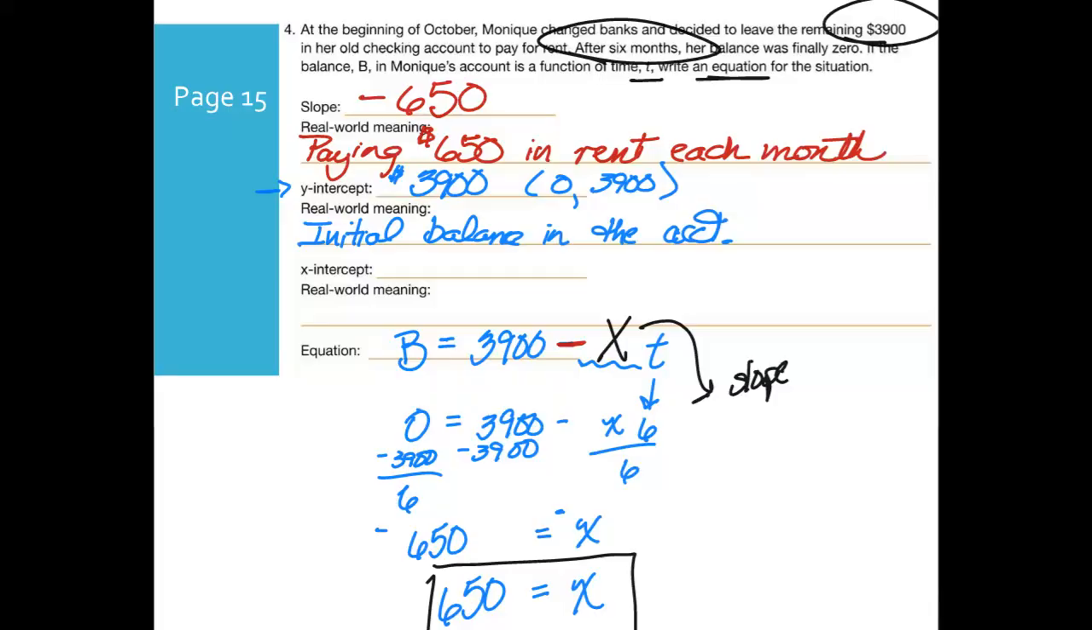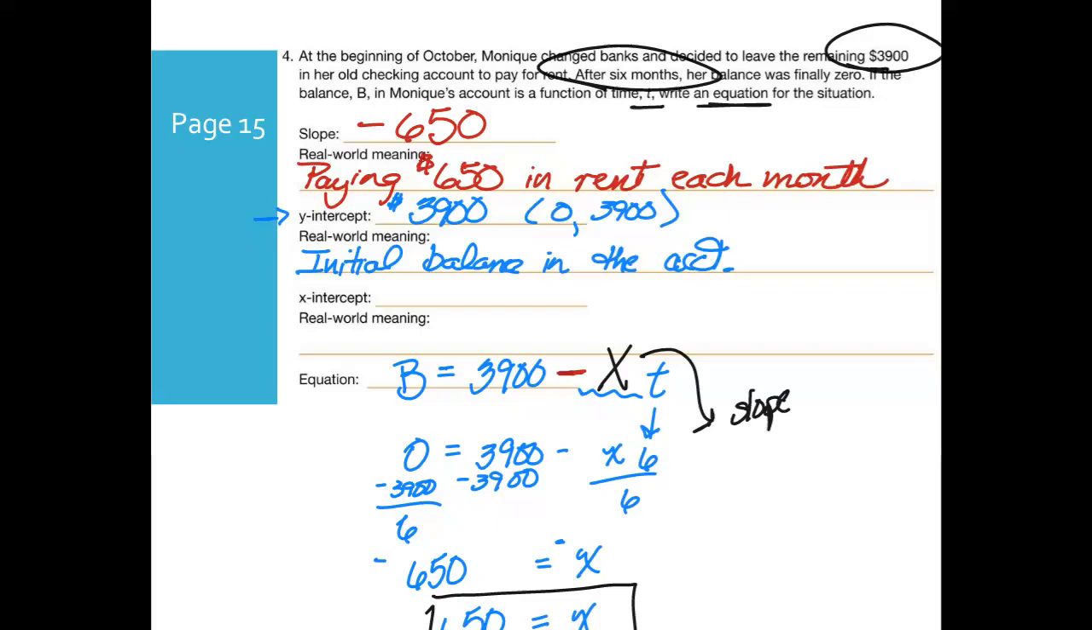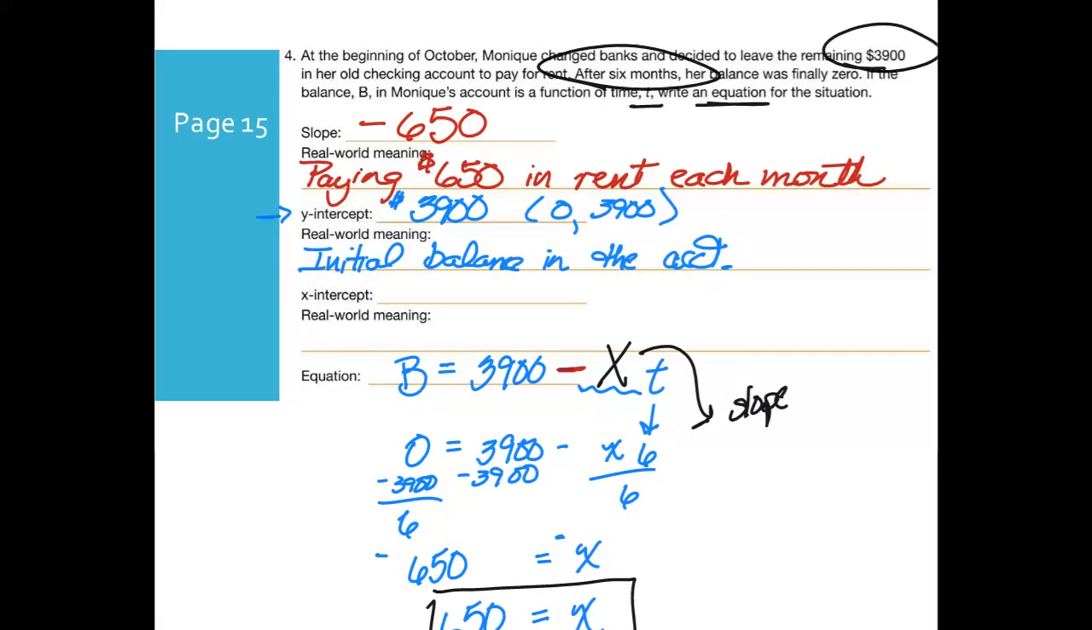If it's increasing, you're not going to have one that makes sense, usually, okay? But in this case, it is decreasing. The slope is going down, so the x-intercept is going to be, after 6 months, her balance was finally 0. So what's my x-intercept?